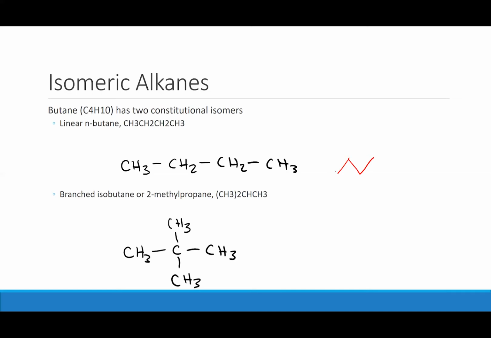Okay, there's butane. We can also rearrange the carbons here to form isobutane, which is also called 2-methylpropane. We're going to get into naming and how we got that name from the structure, but in its line bond form, it looks like this. So again, here is linear butane and isobutane.